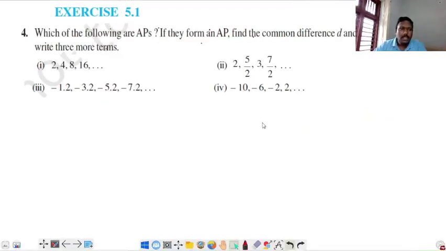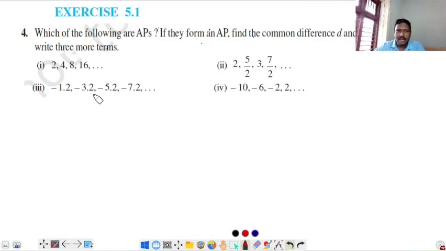Now let us start the next question. Read the question: which of the following are APs? If they form an AP, find the common difference D and write three more terms. First we have to decide whether they are APs.